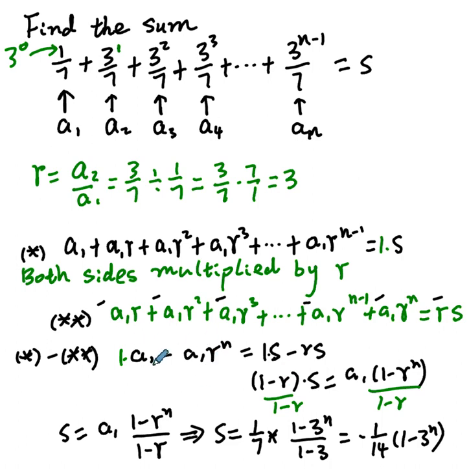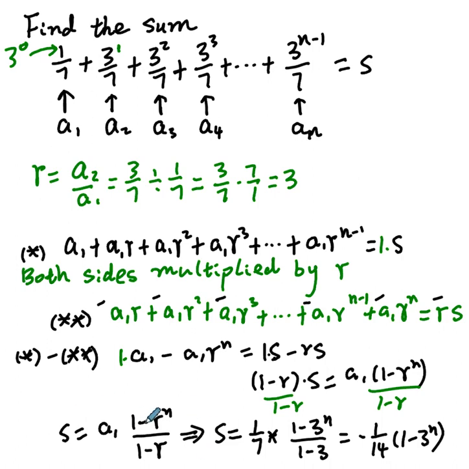Left-hand side, I pull A1 out and I write it on the right-hand side, and then 1 minus R to the n. Okay, so both sides divided by 1 minus R. Then you have S standing alone, which is A1 times 1 minus R to the nth divided by 1 minus R. That's the general formula for all geometric sequences.